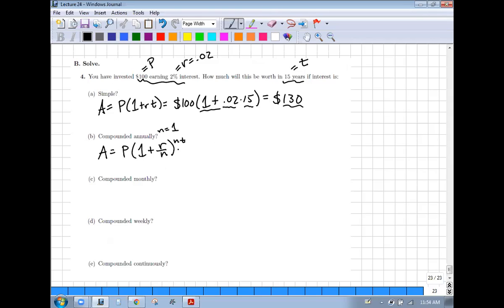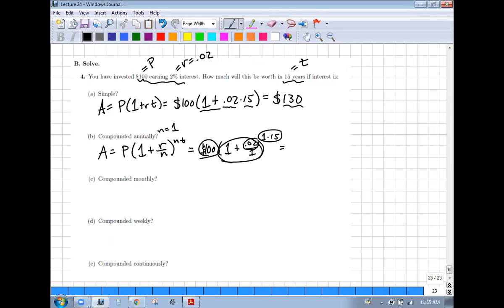Compounded annually, that means once a year, n is 1. So we have $100, 1 plus 0.02 over 1, to the 1 times 15. So I work this thing from the inside out. This is 15, right? So I take 0.02, divide by 1, add 1. I got 1.02 in my calculator. Then I do to the power of 15. And now I got 1.3 something something.